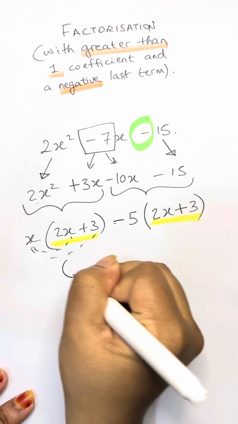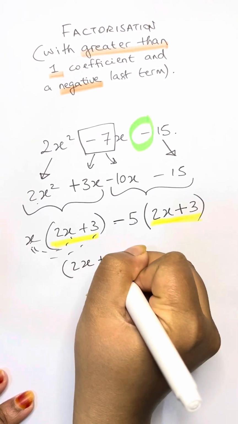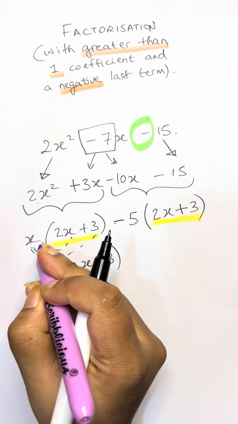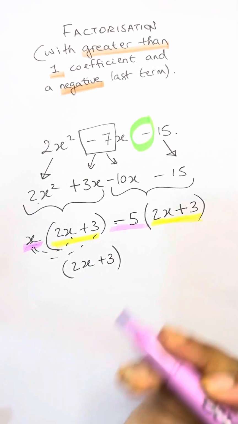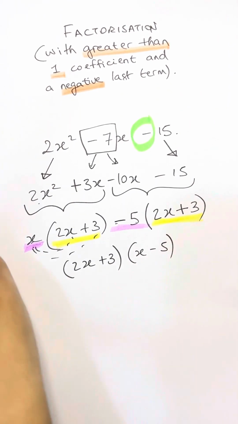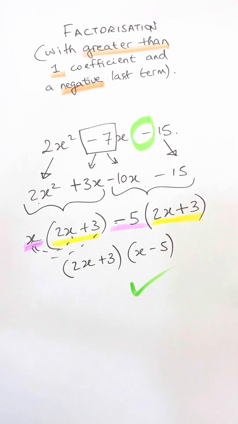So my final answer would be 2x plus 3, and then whatever is left outside the bracket. What's left outside the bracket? My x and minus 5. So x minus 5. And that's my final answer. And you got it correct.